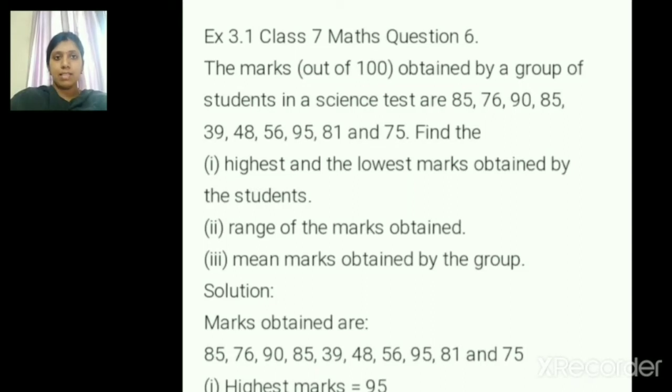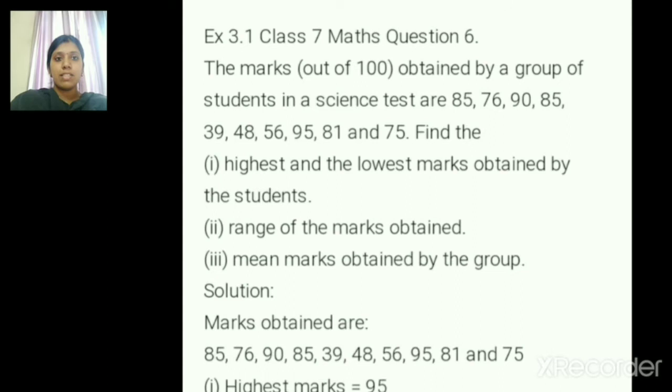Question number 6. The marks obtained by a group of students in a science test are given. The first subdivision is to find the highest and the lowest mark obtained by the students. The second subdivision is the range of the marks obtained. The third one is the mean marks obtained by the group.